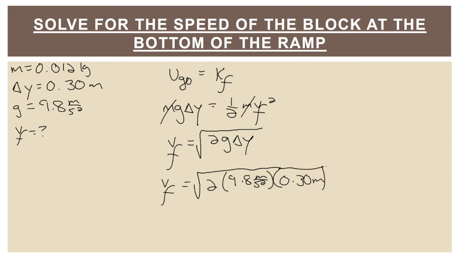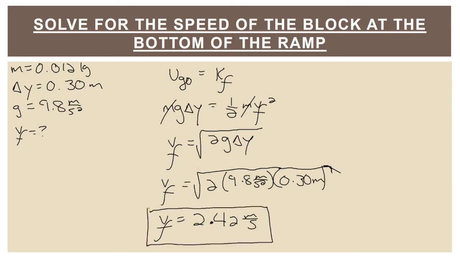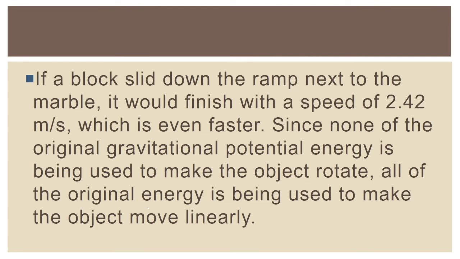And when you do that math, plugging in all your numbers and making sure you're taking your square root, you end up getting a final speed of 2.42 meters per second. Now, the big question is, was that what you were predicting? I hope so. That makes a heck of a lot of sense. If a block slides down the ramp next to the marble and next to the disk, it'll finish with a speed of 2.42 meters per second, which is even faster than the marble or the disk.